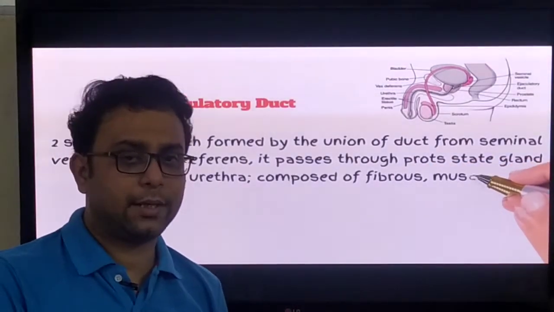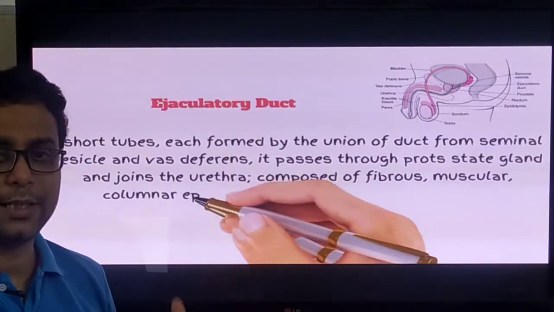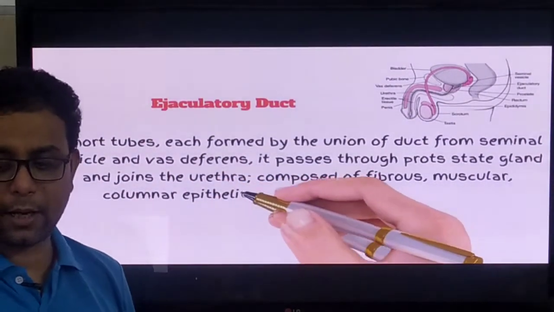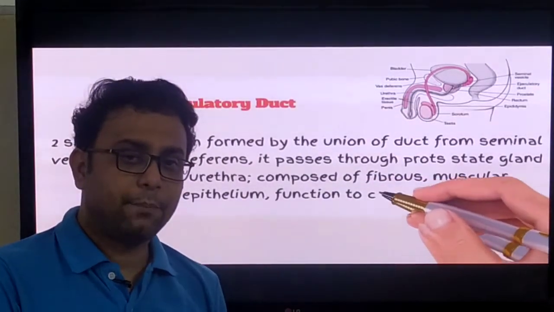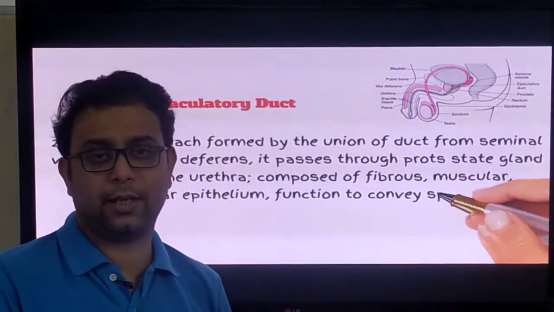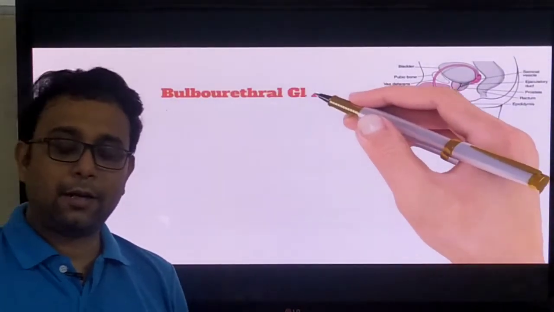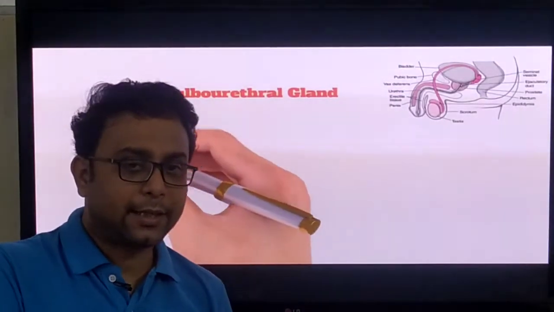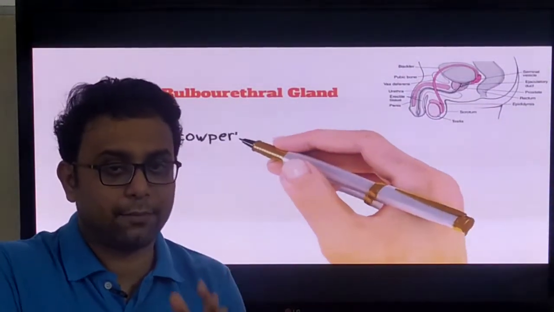The penis is mainly made up of fibrous, muscular tissue. It has the erectile property. These are associated with our penis structure. The penis is the external genitalia. It is present in the male. So the bulbourethral glands, what is their other name? The name is Cowper's gland. So this is another point.